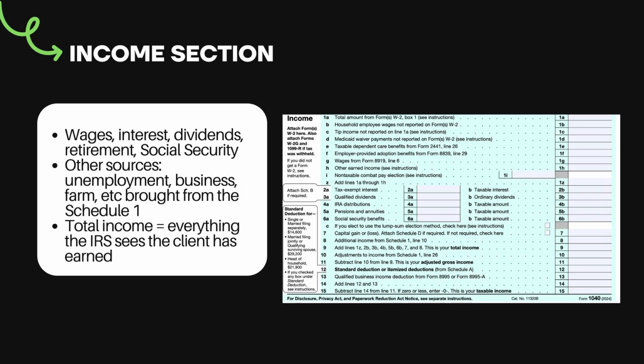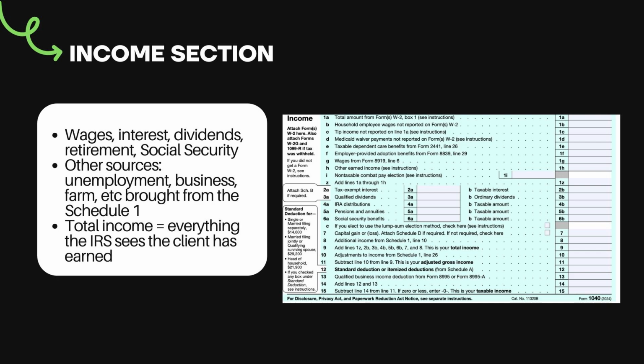That usually comes from a 1099-B if a client sold stock, crypto, or real estate. Some clients get nervous about this line, but the best way to explain it is, if you sell something for more than you bought it, you might owe tax on the gain. If you sold at a loss, it might help offset other income.